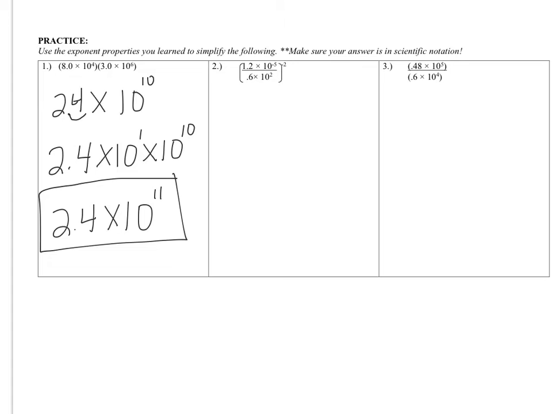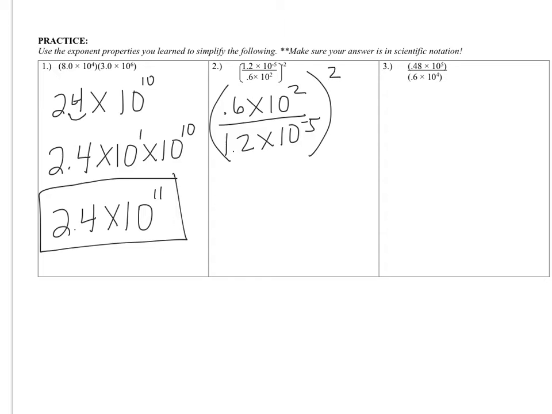The next one's a little bit tricky. It's best to start with flipping it. So if you look, that outside exponent is telling you to flip it. So it's going to be 0.6 times 10 to the 2nd over 1.2 times 10 to the negative 5th. And then when you flipped it, that changes the outside exponent to a positive 2.